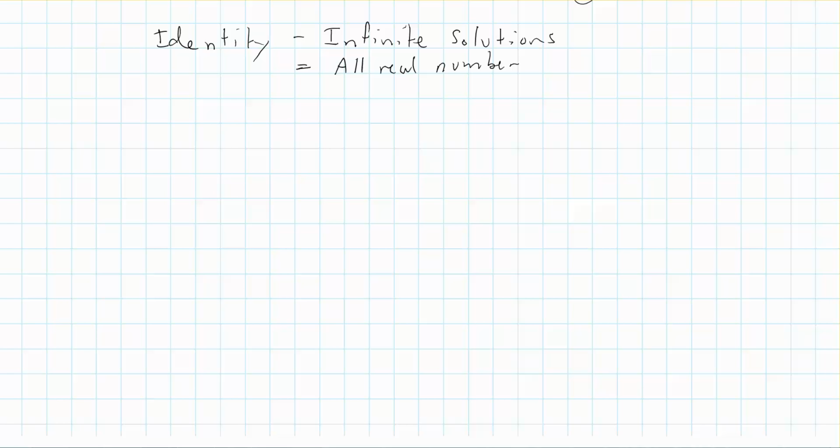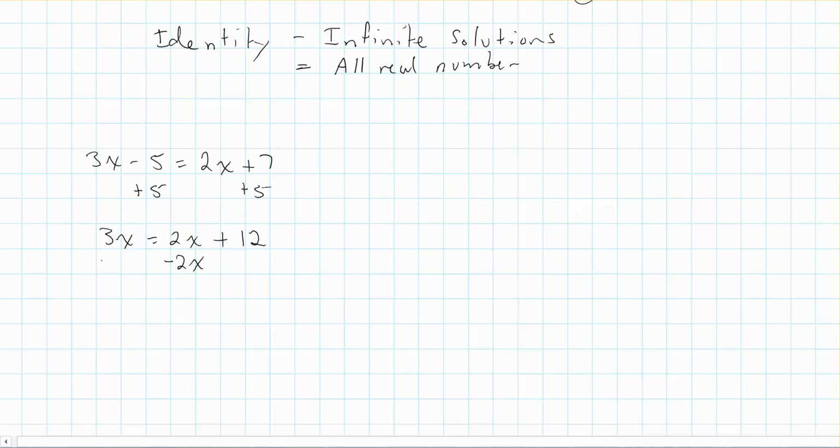Let's look at a fairly straightforward one as well. Let's look at 3x minus 5 equals 2x plus 7. We're going to solve this. You could solve this however you want to. I'm going to add 5 to both sides. And so I get 3x is equal to 2x plus 12. Then I'll subtract 2x from both sides, and if I subtract 2x from both sides, you wind up with 3x minus 2x, which is x.